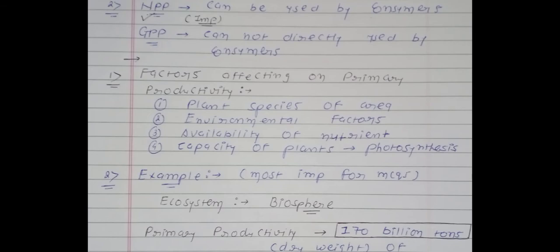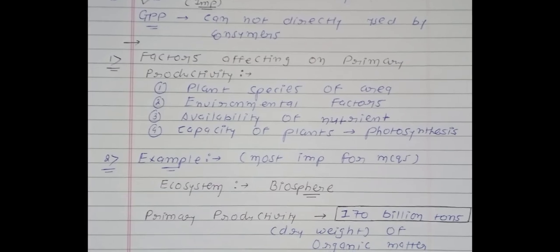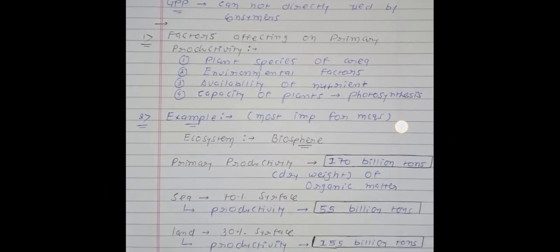Now, some factors affecting primary productivity. First one is plant species of the area. If any particular area has maximum plant species, then productivity will be higher. If minimum plant species are there, then the rate of photosynthesis will be minimum, and productivity will be minimum. Second one is environmental factors. Third one is availability of nutrients. Fourth one is the capacity of the plant for doing photosynthesis. You will remember these 4 factors which affect primary productivity. This will be asked in MCQ also.